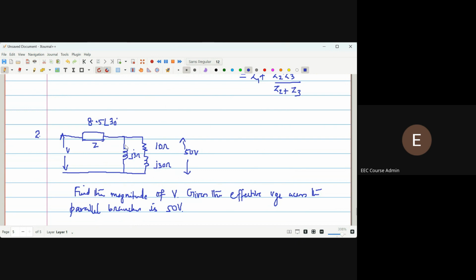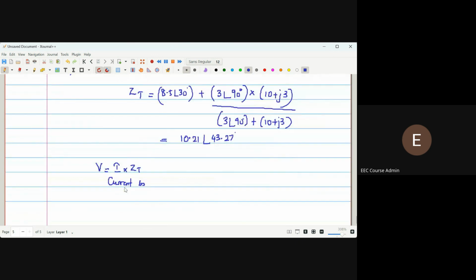Am I right? You know this branch impedance, which is J3. This is 10 plus J30, and across which it is 50 volt. So this 50 volt divided by this impedance will be the current flowing through this parallel branch. Again, 50 by this will give you the current flowing through this branch. These two currents summed up will give you the total current I. Then we have the total impedance. So I, the total current, into the total impedance will give you the applied voltage V. So the current in the J3 ohm branch, we can calculate it as 50 divided by 3. Correct?